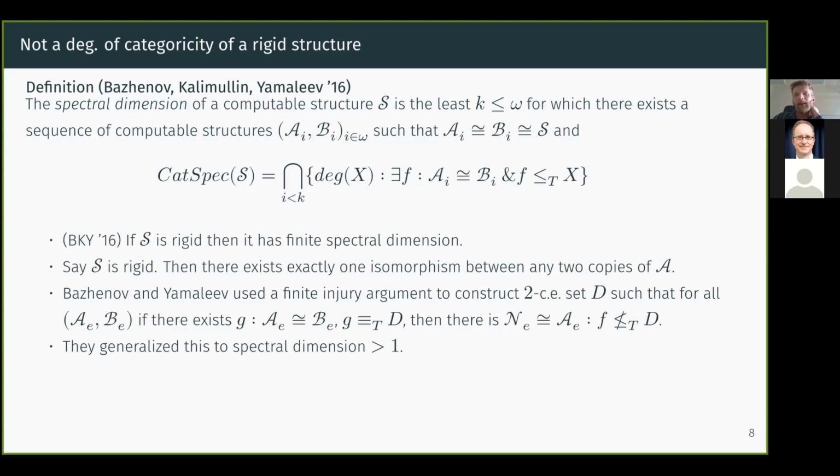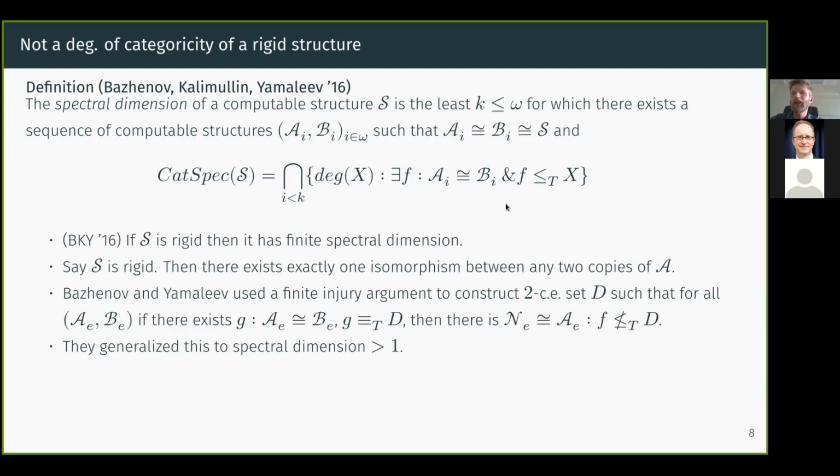It was also shown, in the same paper by Bashenov, Kalimulin, and Yamalev, that if S is a rigid structure, then it has finite spectral dimension. Another observation is that if S is rigid, then clearly between any two copies of A there can be exactly one isomorphism. So basically every one of these sets on the right here will contribute one least degree.